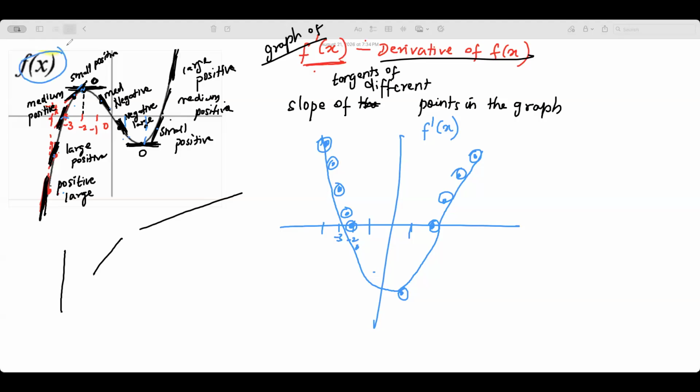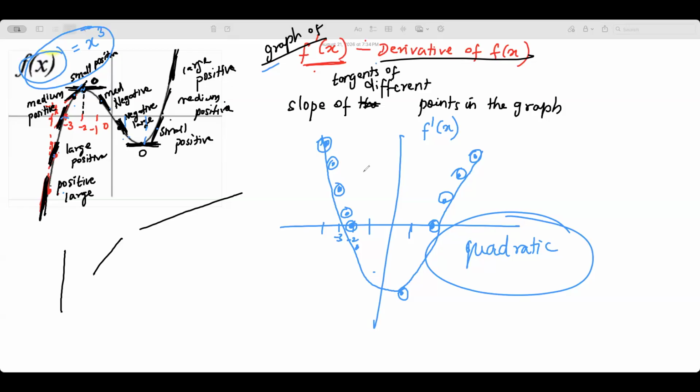This is the graph of a cubic function. What is the graph of the derivative of the cubic function? It is a quadratic. So what do you infer from that? The cubic function's derivative is a quadratic function. Does that make sense? Does that make sense, guys?